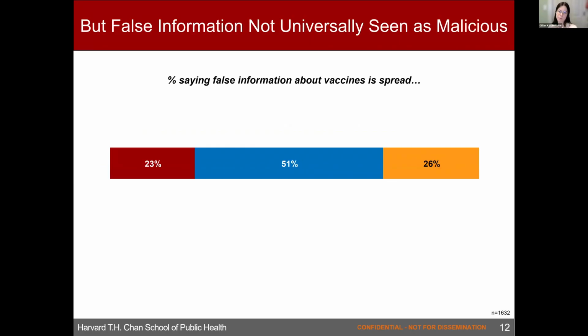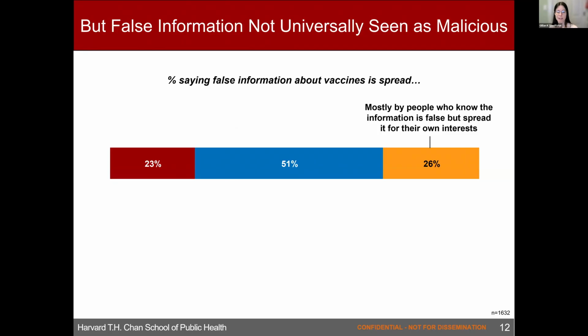Now, what's interesting is that false information is not universally seen as malicious. I find this is one of our most important findings. I love this finding. Now, what are these different bars? There are kind of three options. One is that the information would be mostly spread by people who know it is false, but they spread it for their own interests. Only about a quarter of the public says that's what the majority of misinformation is. It's bad actors, okay?